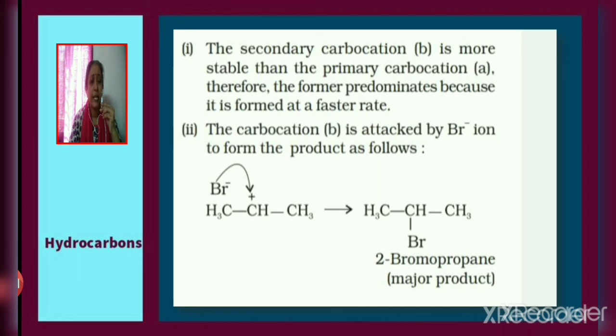Now consider the secondary carbocation CH3CH+CH3. Bromide ion attacks the CH carbon. Bromine gets attached to the second carbon and we get the product 2-bromopropane. So addition of HBr to propene gives 2-bromopropane as the major product. It is because addition of HBr takes place according to Markovnikov's rule.